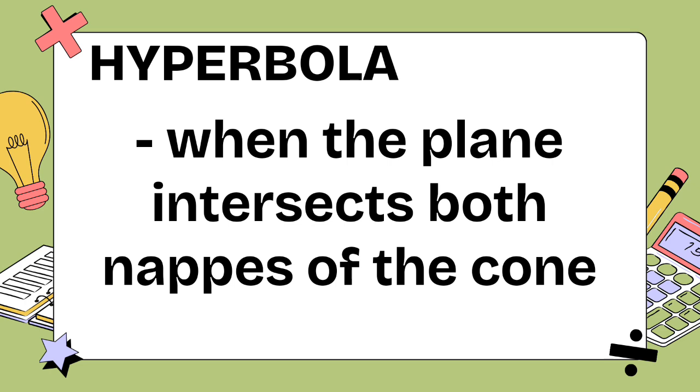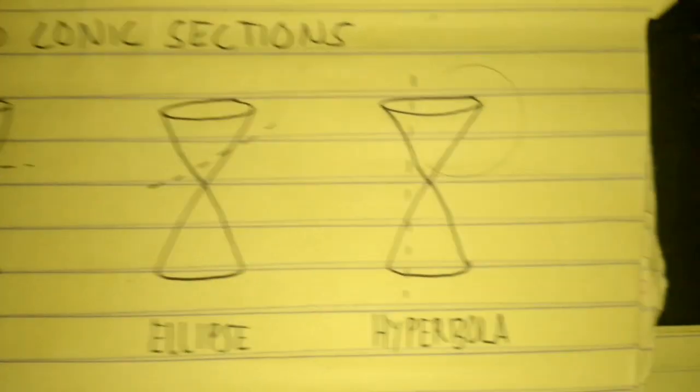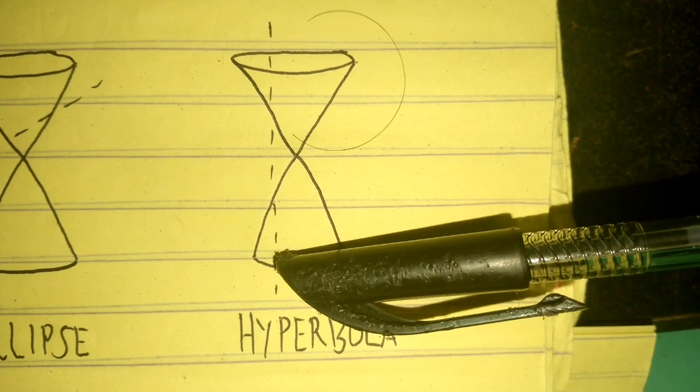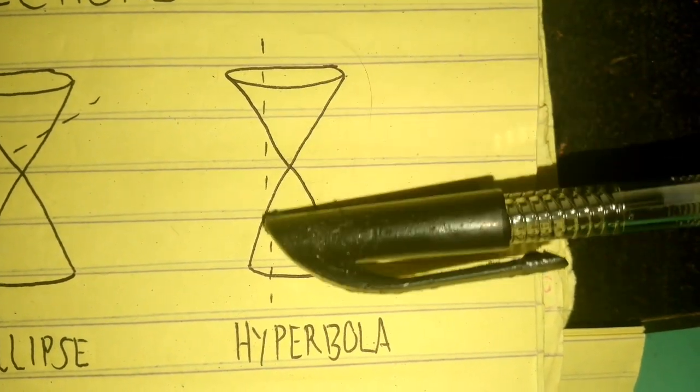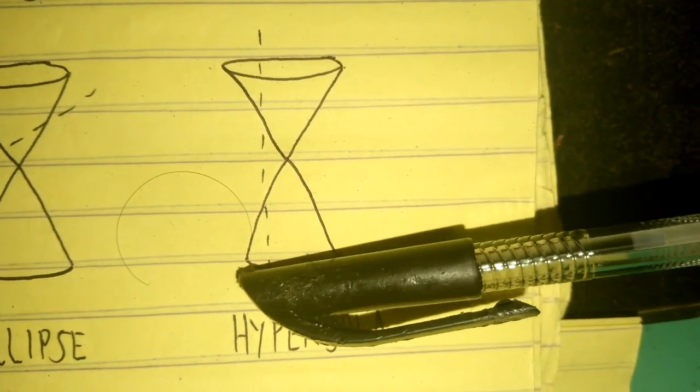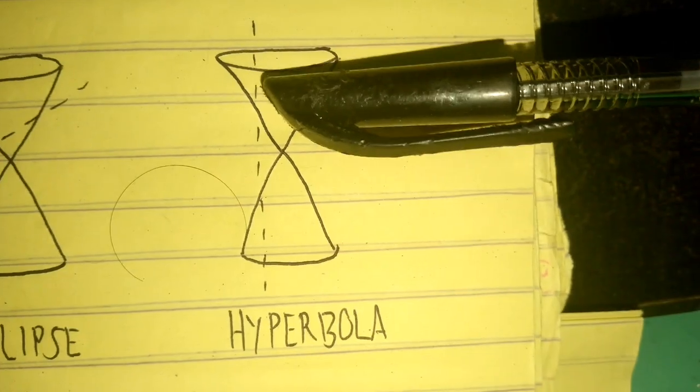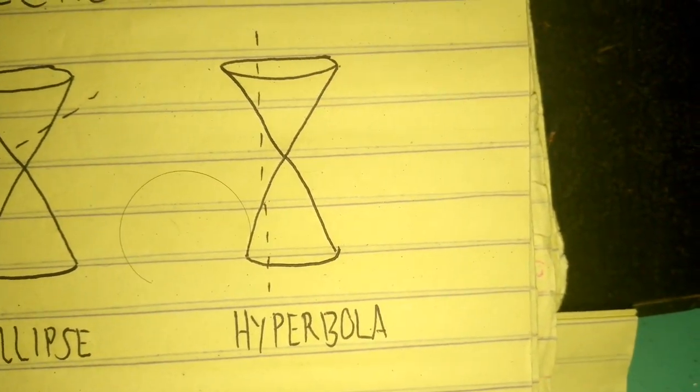Hyperbola, according to definition, is when the plane intersects both naps of the cone. As you can see here, the cutting plane is really intersecting both naps of the cone, so it's a hyperbola.